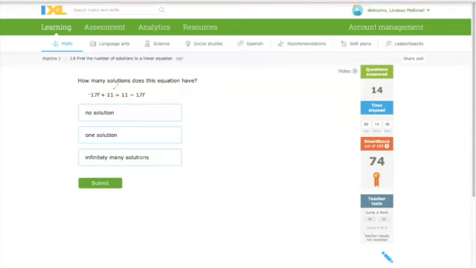Next, how many solutions does it have? Well, notice that our variable is exactly the same, -17f, -17f. So we know that they would cancel out. Looking at the numbers remaining, I have 11 equals 11, which is a true statement, which means I have infinitely many solutions.